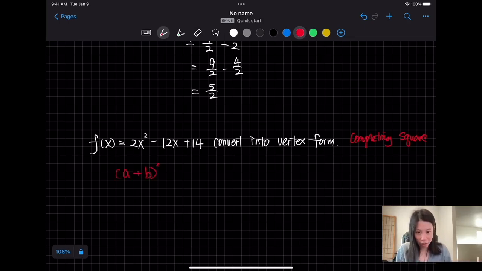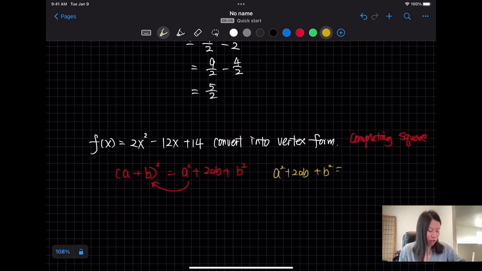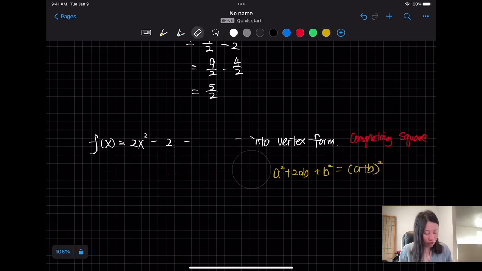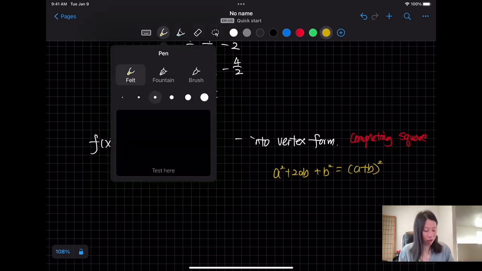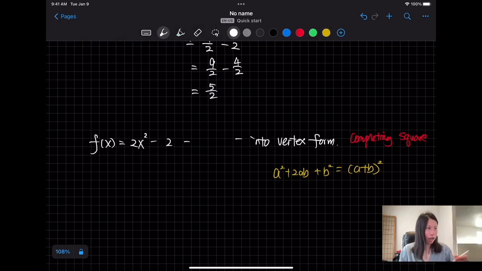(a plus b) squared is equal to a squared plus 2ab plus b squared. We're going to use that, but we're going to use it the reverse way, the way that you're not familiar with, which means a squared plus 2ab plus b squared equals (a plus b) squared. That's the foundation of completing the square. Oh, minus.